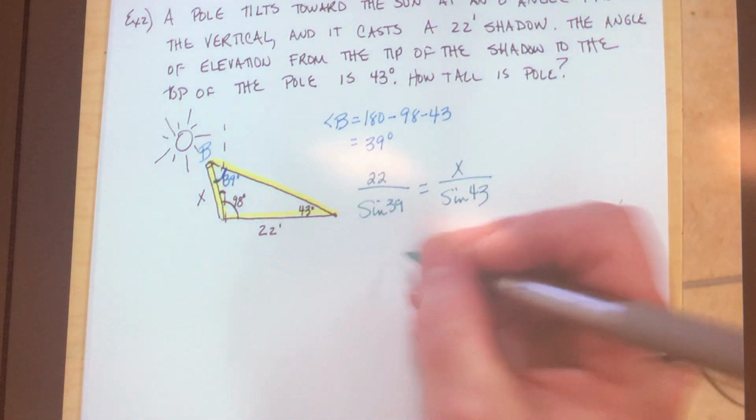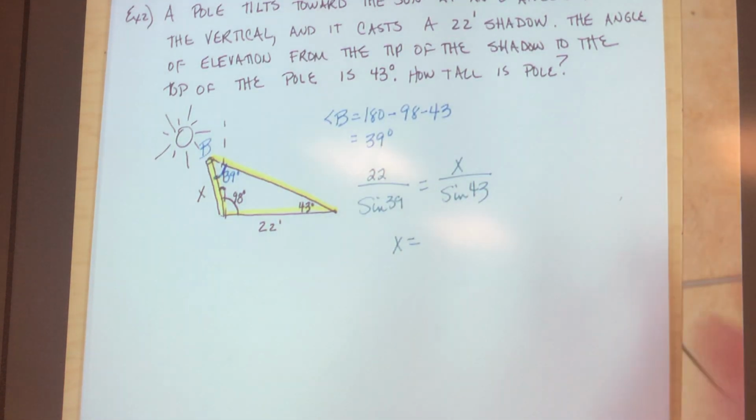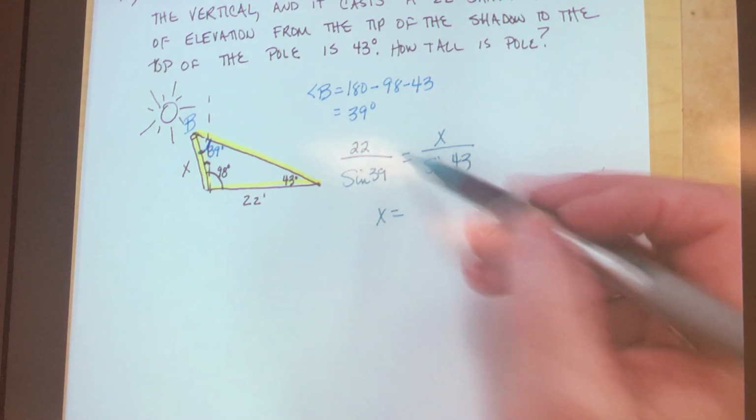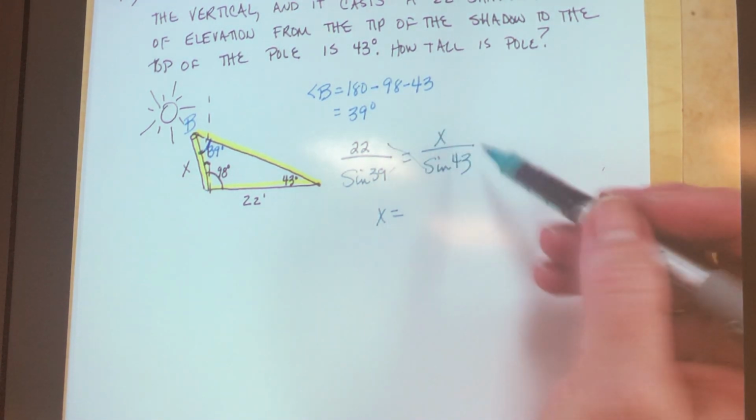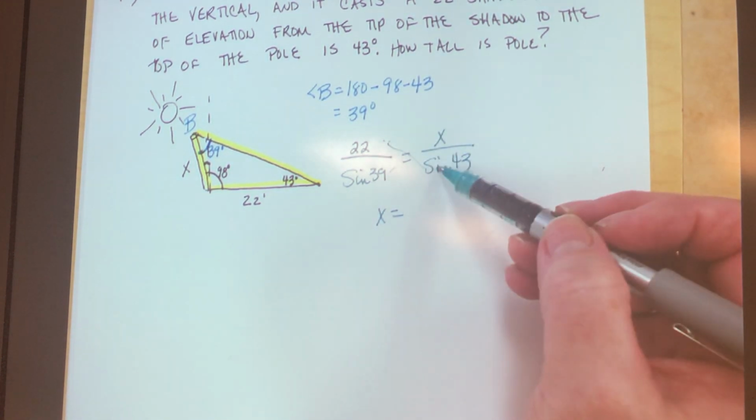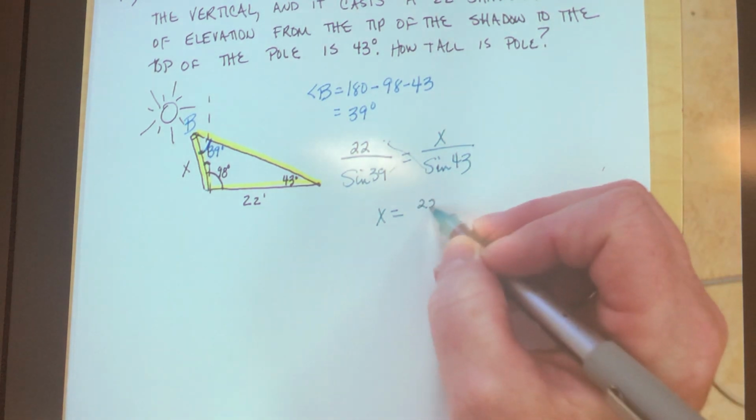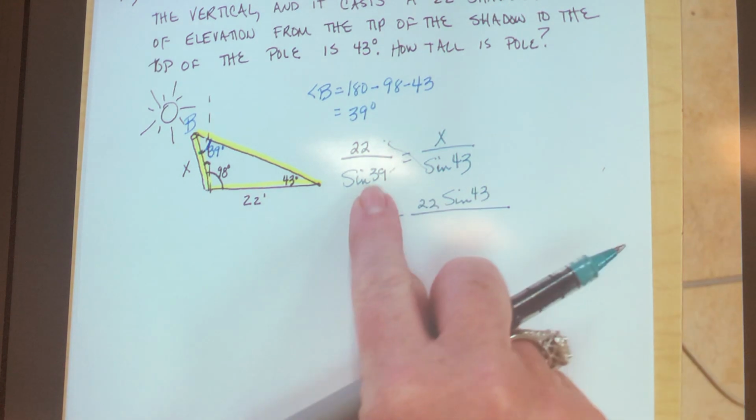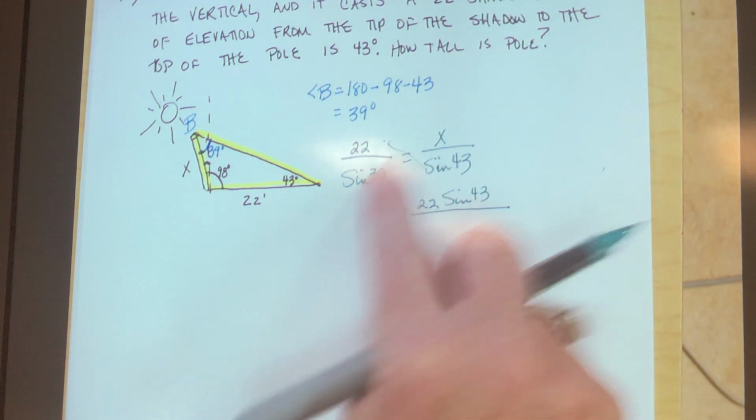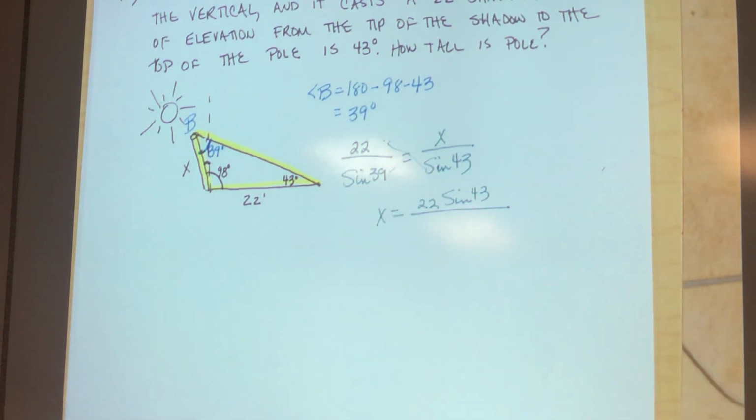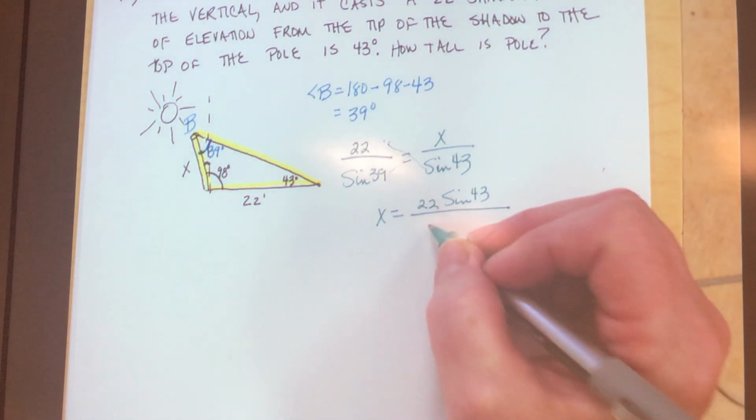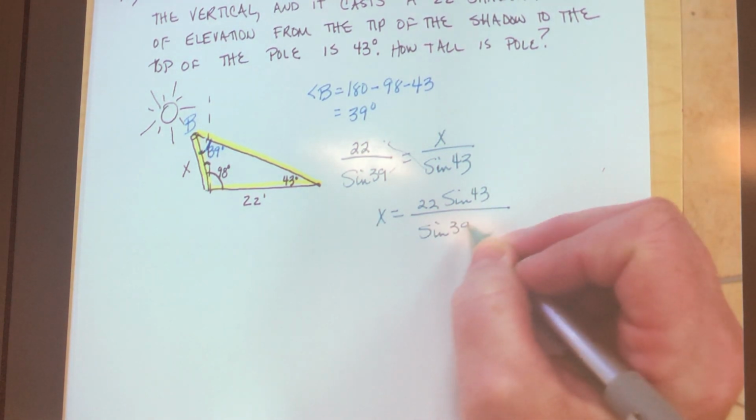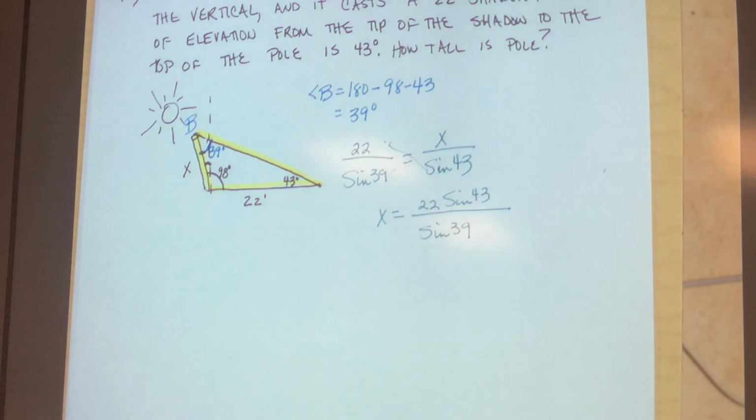Okay, so x is going to be equal to, remember how we said we were going to do it, when you cross multiply to solve it, the two that you know go on top: 22 times the sine of 43, over the odd guy out, the one that goes with the variable when you cross multiply. That's who you have to divide by. So we're going to divide by the sine of 39. Is everybody okay? Speak up if I lose you today.